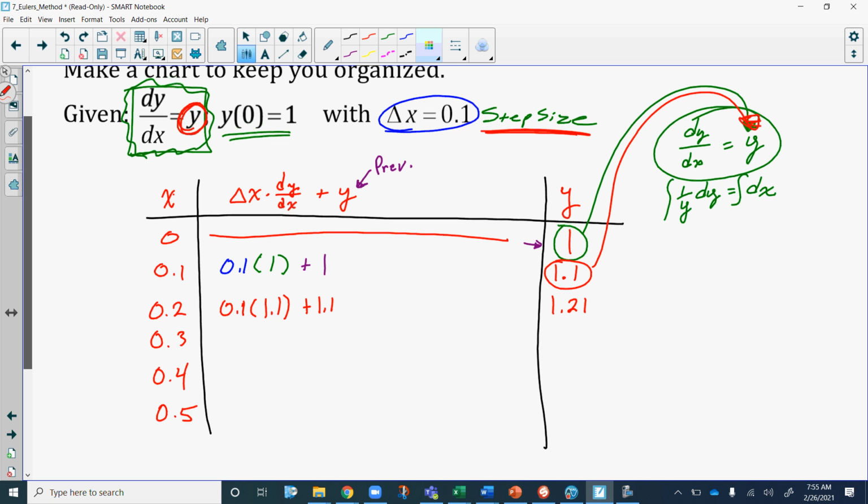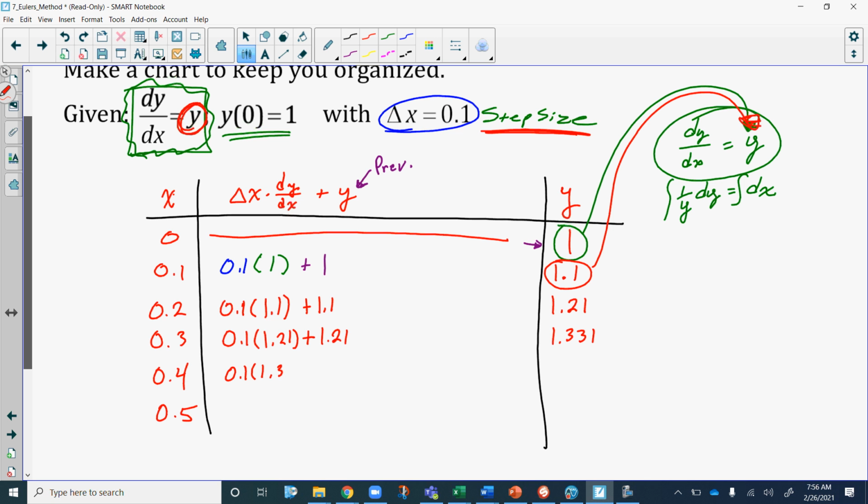And then we keep going. For the next one, delta x is just going to be 0.1 because it's consistent throughout the entire process. For dy/dx, we're only substituting the y value, because that's what the differential equation uses. It only uses y. Otherwise, we would use x and/or y. It just depends. So in this case, I'm going to wind up with the previous y value of 1.21 plus the previous y value of 1.21, and that will give me 1.331. And we just keep going. So here, 0.1. When I substitute into the differential equation the y value of our previous step, we get another 1.21.